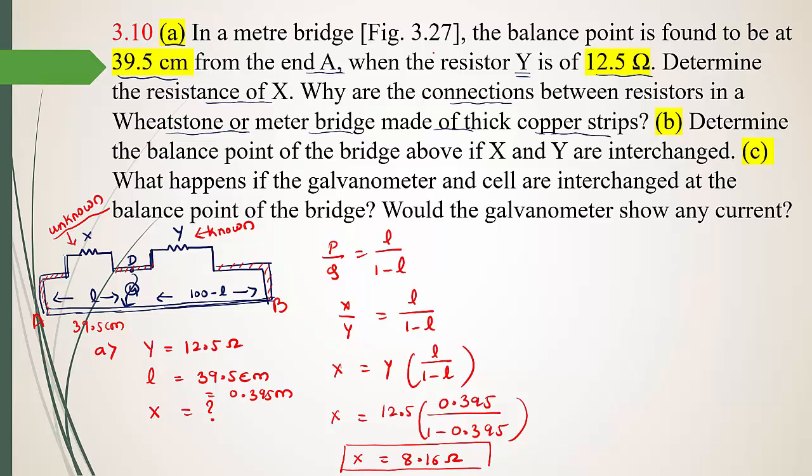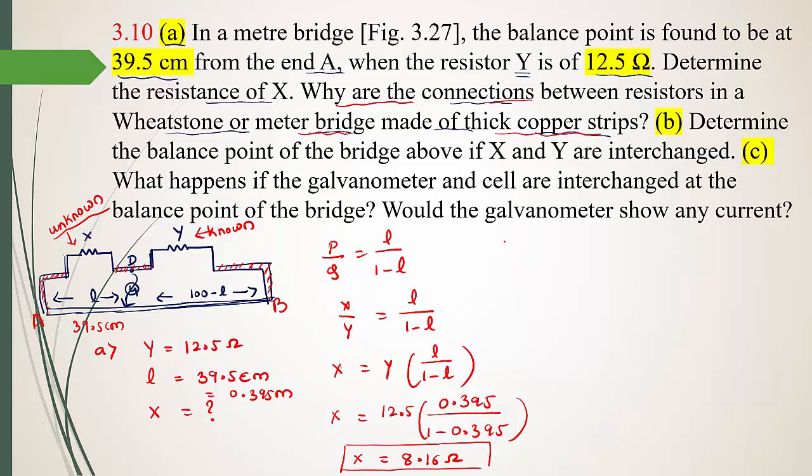Then, one more sub question is given. Why are the connections between the resistors in a Wheatstone or meter bridge made of thick copper strips? Here you can observe in this diagram, the red dotted lines are the L-shaped thick metallic strips. The question is why we have to use these thick metallic strips. The answer is only to minimize the resistance of the connections. To decrease the resistance of the connections, we are using thick metallic strips so that resistance will be decreased.